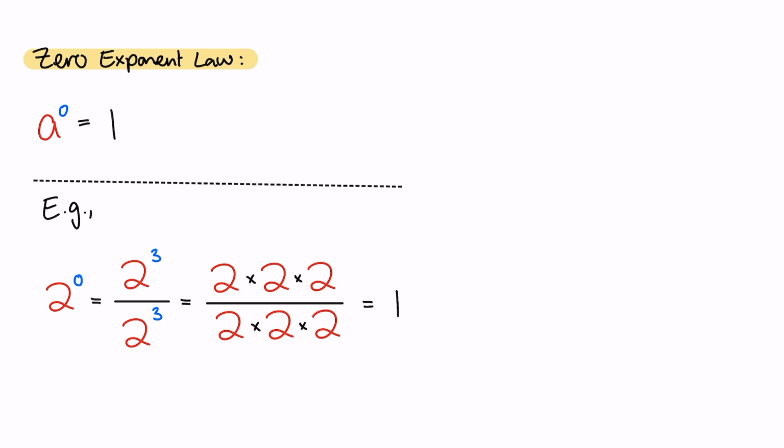2 to the power of 0 is the same thing as 2 to the power of 3 minus 3, for example, which can be rewritten using the quotient exponent law as 2 to the power of 3 divided by 2 to the power of 3, which can also be rewritten as 2 times 2 times 2 divided by 2 times 2 times 2. And since three pairs of 2's in the numerator and denominator can cancel out with each other, we are left with 1 as our answer. So that's just a helpful way to understand why any number to the power of 0 equals 1.